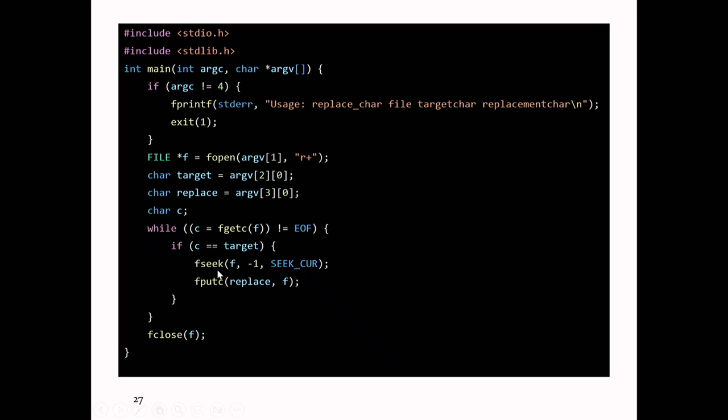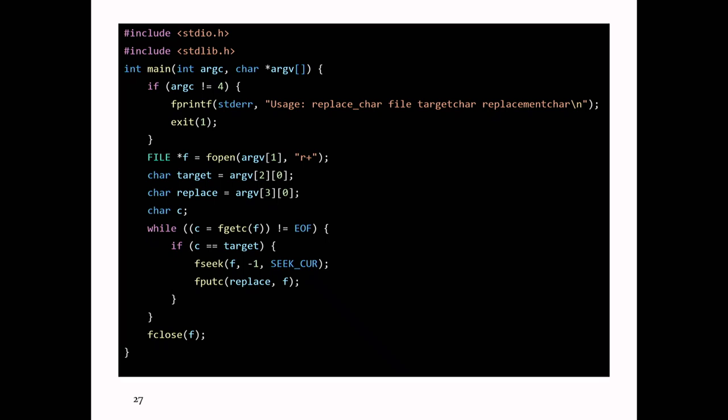Okay, so if my file looks like A, B, C, I want to replace the B. I'm using fgetc to read in a character. The file pointer starts at the beginning of the file. I call fgetc, that reads in the A and advances the file pointer, so now it's at the B. I call fgetc again, so that reads in the B and advances the file pointer.